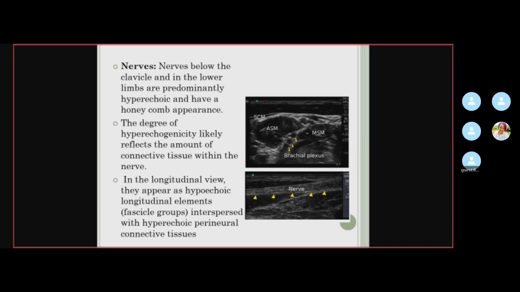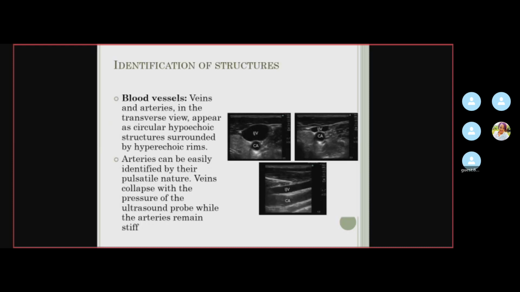So how will vessels appear? These arteries will appear hypoechoic inside, and the rim will show a little bit hyperechoic. That will tell us that it is an artery or a vein, because blood will appear hypoechoic.